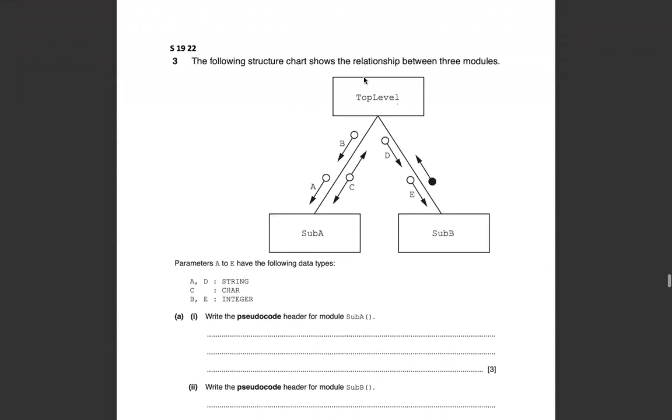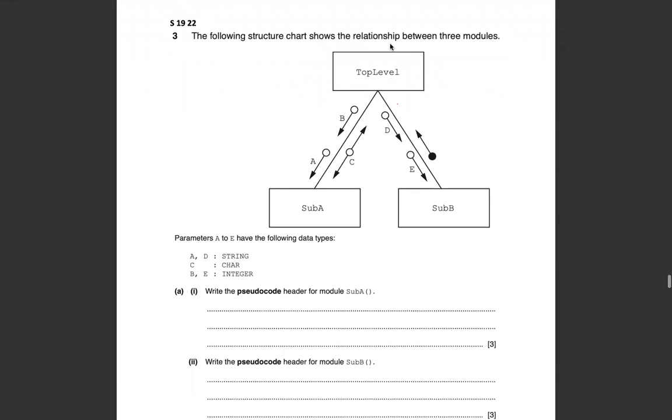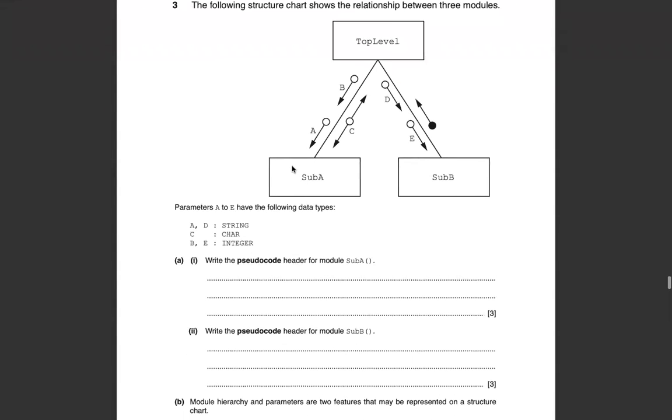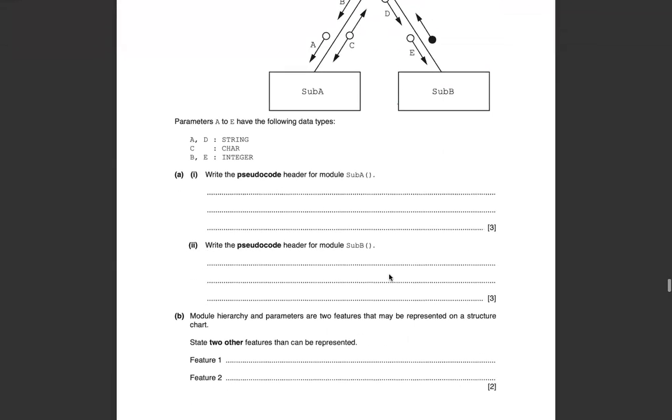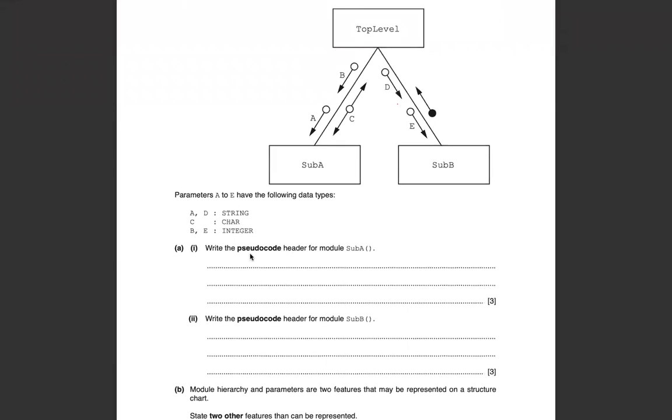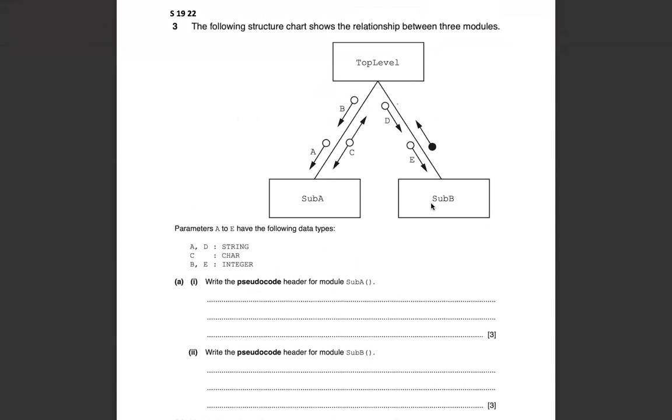Okay, let's check out this example as well. My top level program is calling two subroutines here, sub A and sub B. The question requires us to complete the pseudocode header for the modules sub A and sub B. I have data coupling from top level to sub A, so I'm passing two parameters, A and B. Along with that, a third parameter C is being updated.